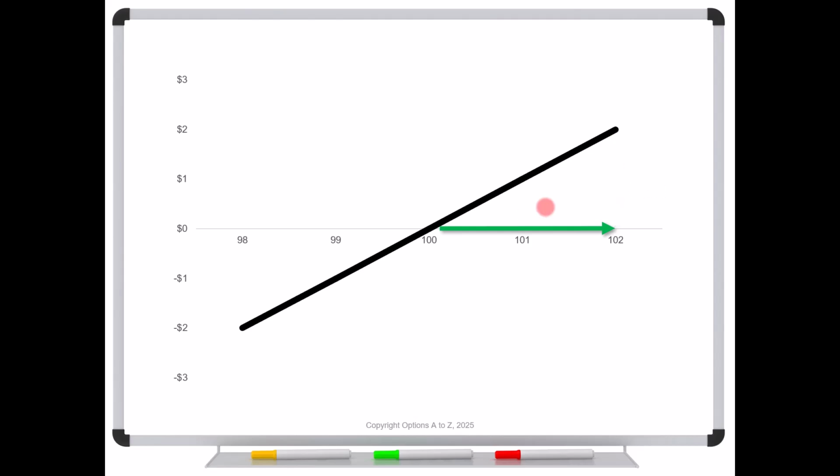What would happen if we go in the other direction? What if we fall a dollar from 100 to 99? That's a $1 fall, and that will lead to a $1 drop in our profits. This would create a $1 loss. So we can see at 99, we trace a line right down here to the black, and that lines up at -1. But again, it is a 1-to-1 ratio. So long shares of stock are always positive 1. And all that means is that for every dollar that the stock rises, you make $1, and for every dollar that it falls, you lose $1.